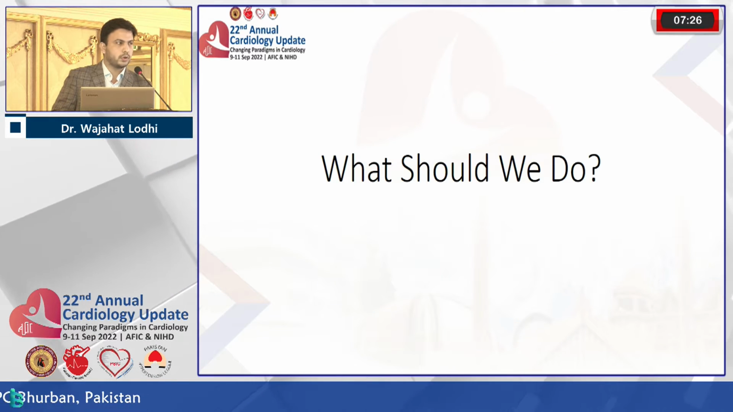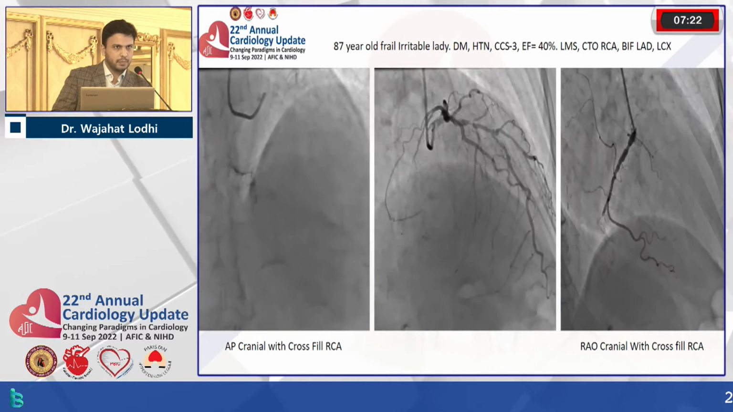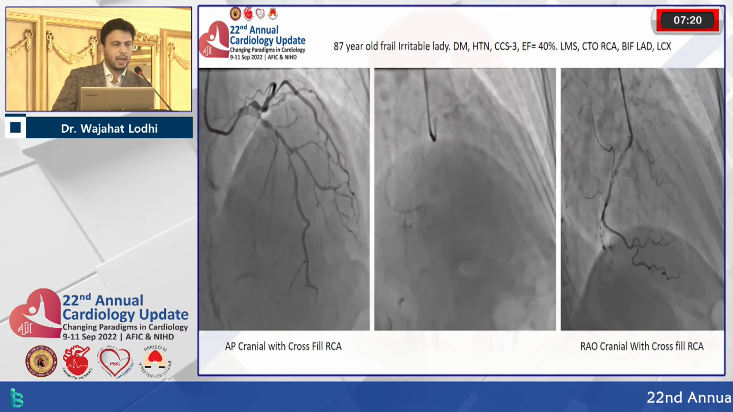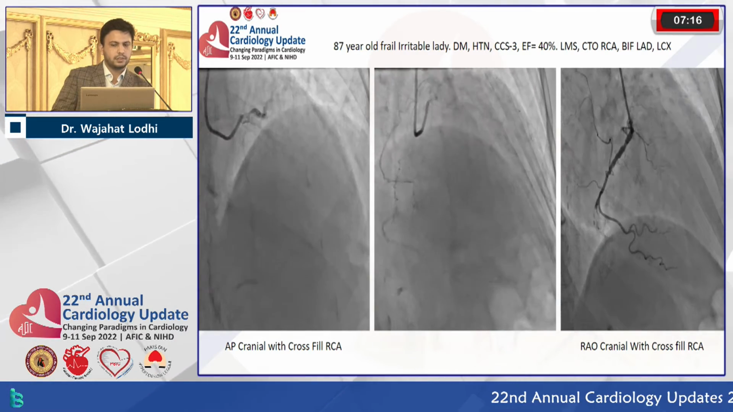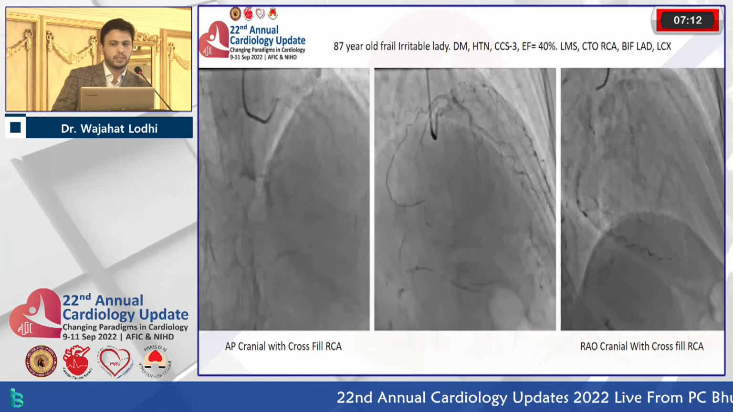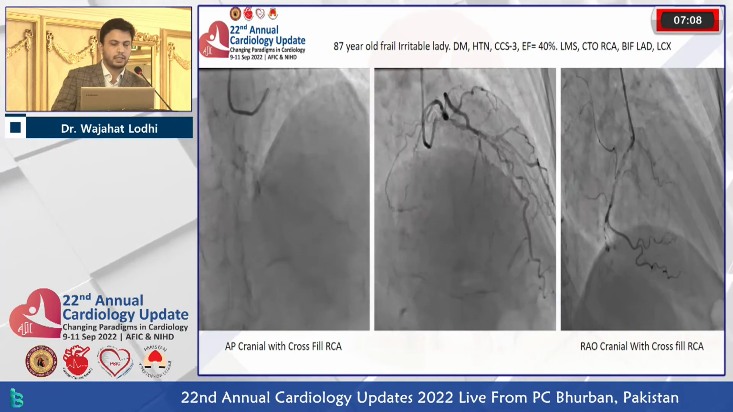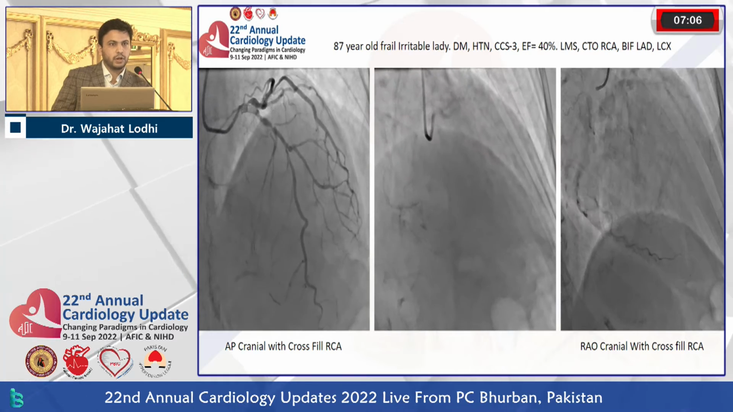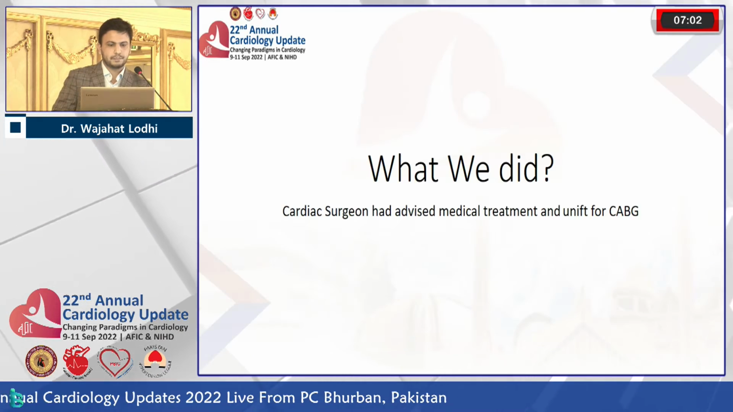So what should we do? Again, an 87-year-old, frail, irritable lady, diabetic, hypertensive, CCS3, EF 40, there's a left main, there's a CTO RCA, and there's a bifurcating lesion of the LAD ostium and circ, and there are 2 lesions in the LAD mid and circumflex involving the OM. So there's 3 bifurcating lesions, and there's a totally occluded RCA.